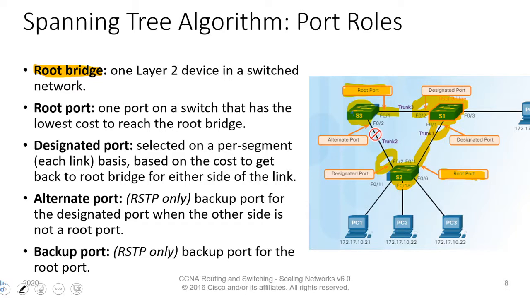Then in addition to these, in what we call the STP protocol, we will look at that a bit later, there are two additional ports. One is called the alternate port, which is the backup port for the designated port when the other side is not the root port. So for example, in this link, this is not the root port, so the other one is the alternate port. And then in STP, there is also what is called the backup port, which is the backup for the root port. Again, we will look at this a bit later.